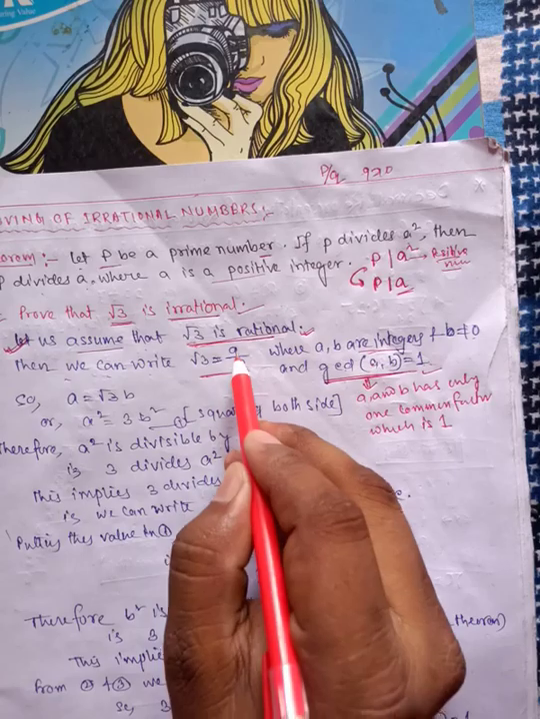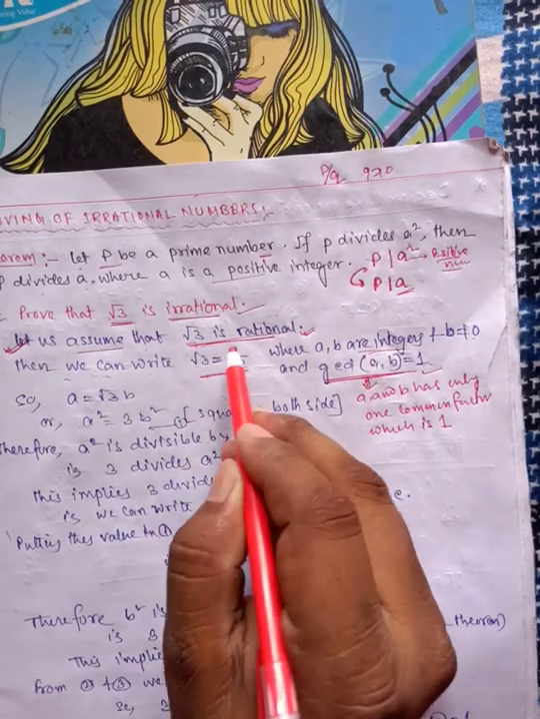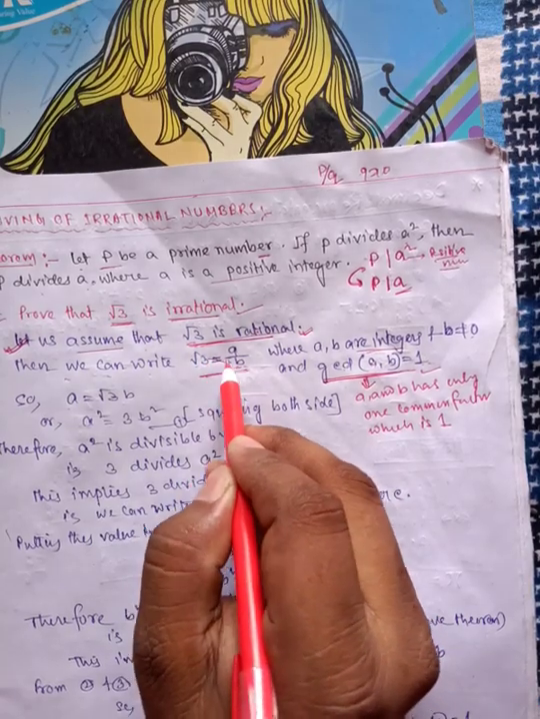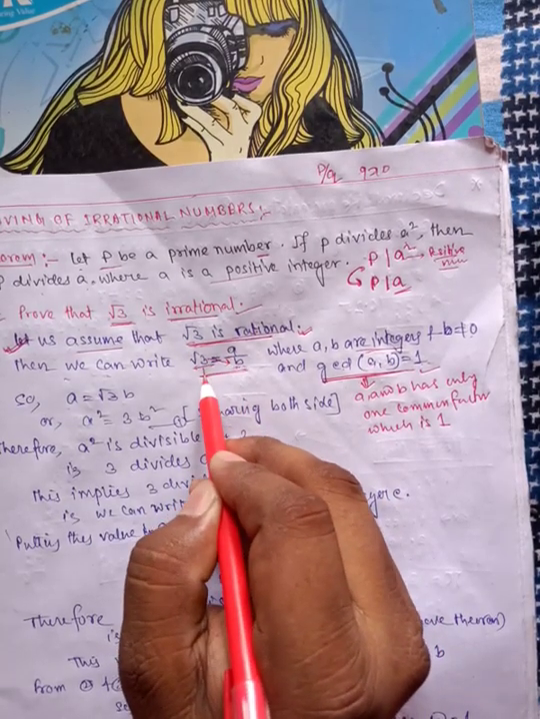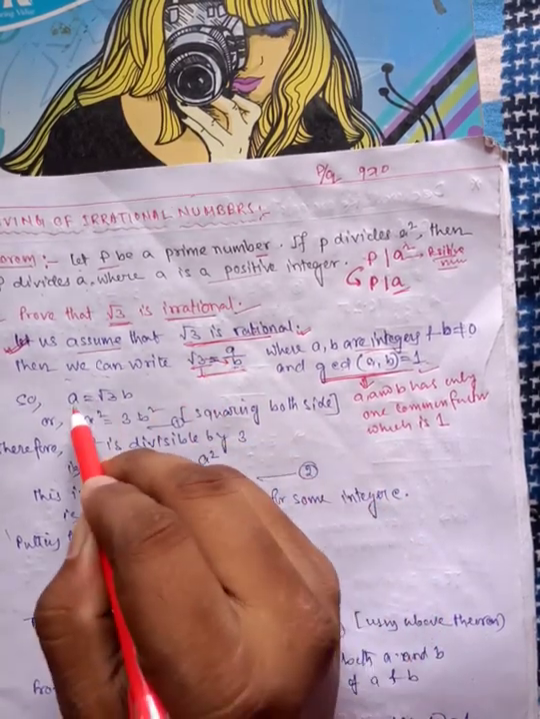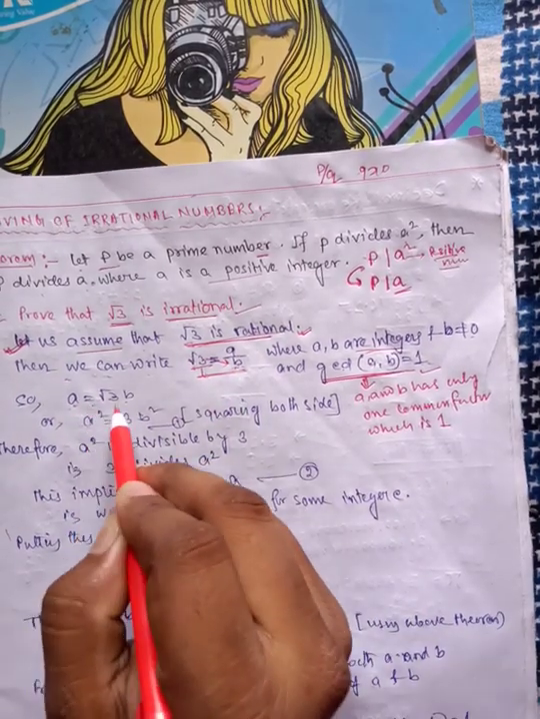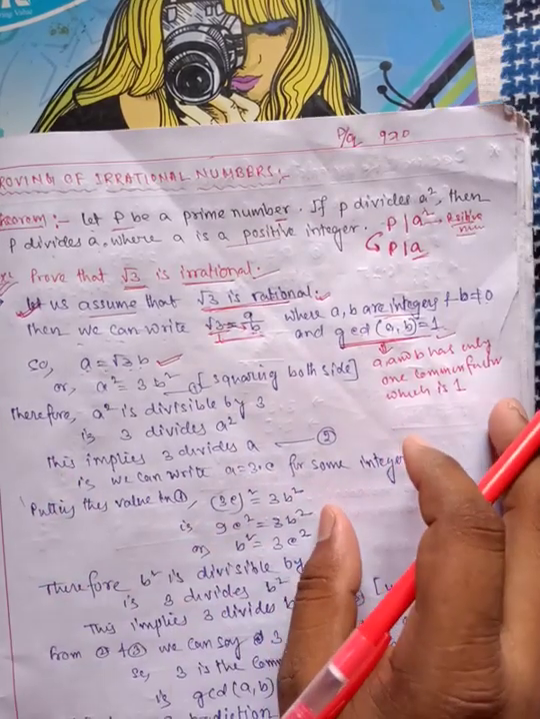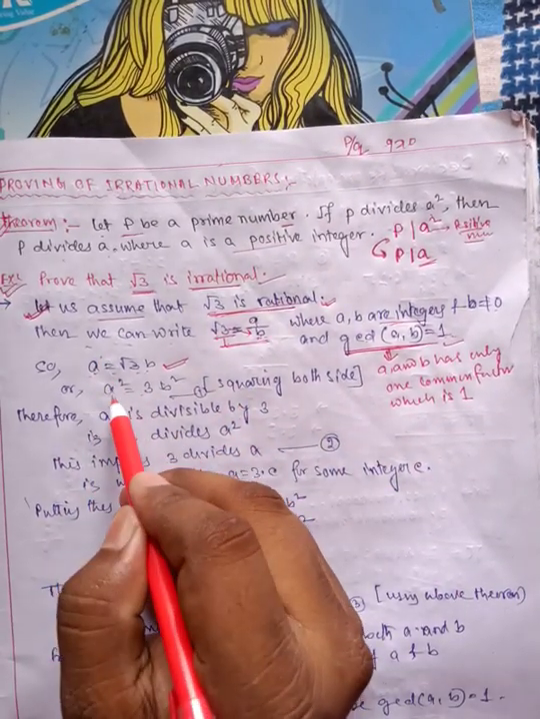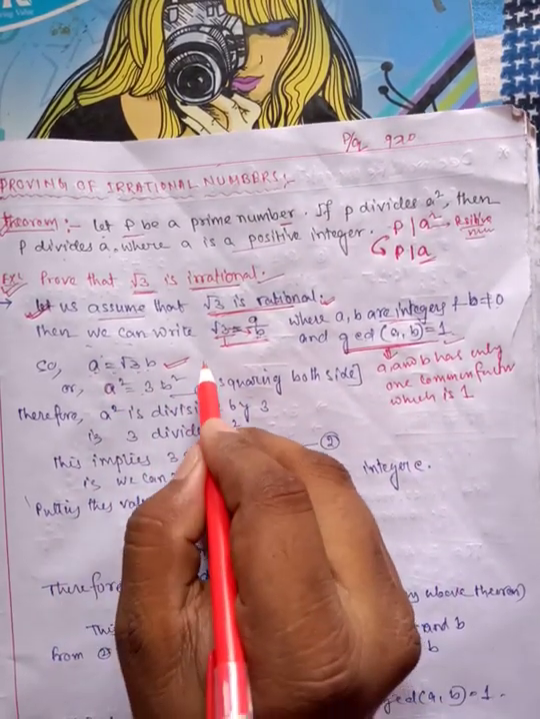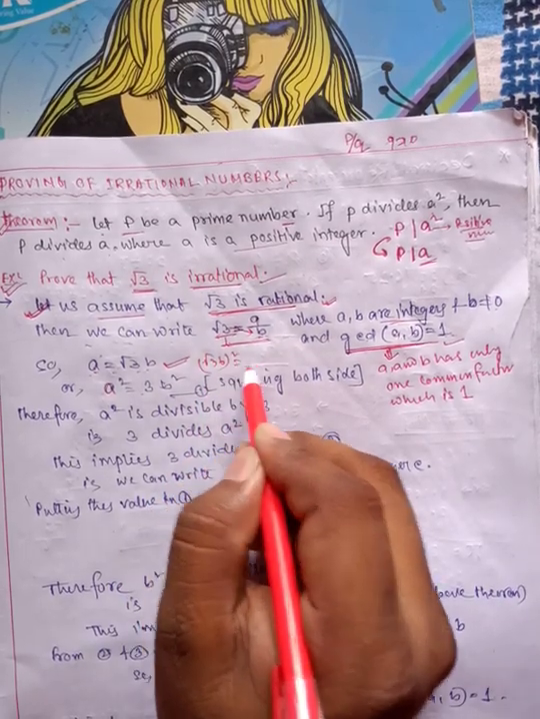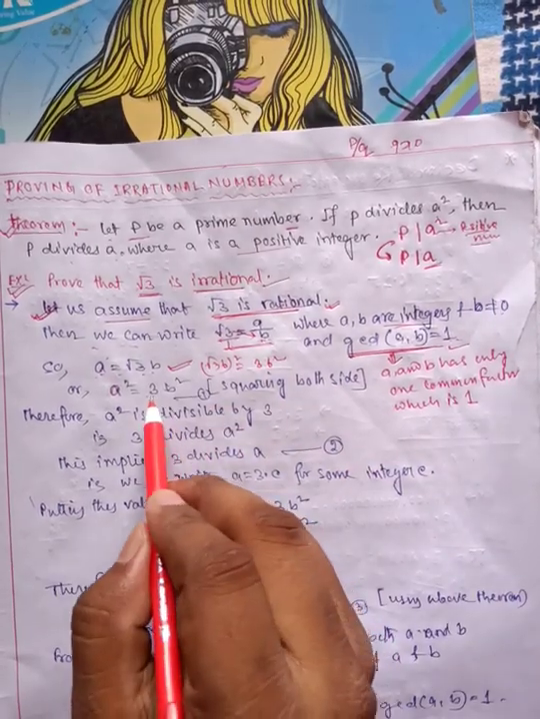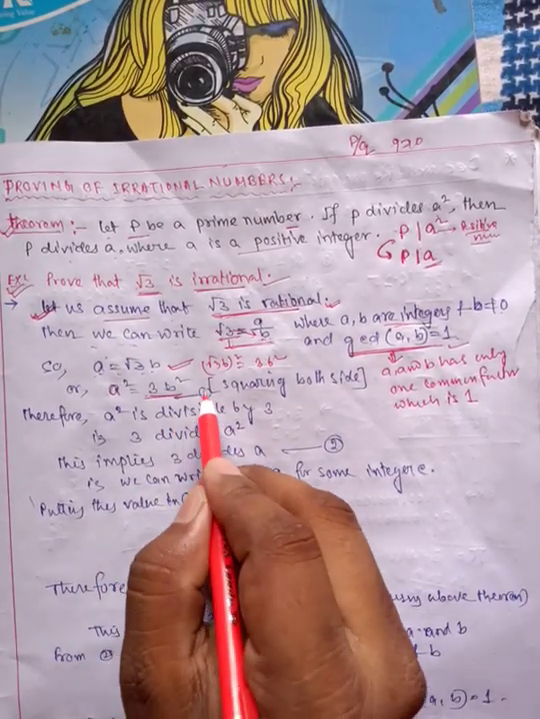Now root 3 equals a by b, because I have assumed that root 3 is rational. So you can write by cross multiplication, a equals root 3 by 1. So a into 1 means a, root 3 into b means root 3 b. So a is equal to root 3 b. Understood? Now I am squaring both sides. So a square means a square, and root 3 b whole square means root 3 square, which is 3, and b square. So a square equals 3b square. Now I am calling this equation 1.